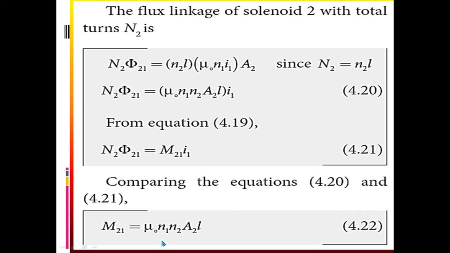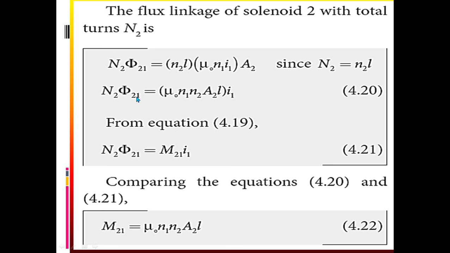The next step is the flux linkage of solenoid 2 with total turns N2: N2 phi 21. What is the value of N2? N2 is small n2 into L. Substituting the value of N2, we obtain n2 L. What is the value of phi 21? Mu naught n1 I1 into A2. Multiplying these two terms, we obtain mu naught n1 n2 A2 L into I1.